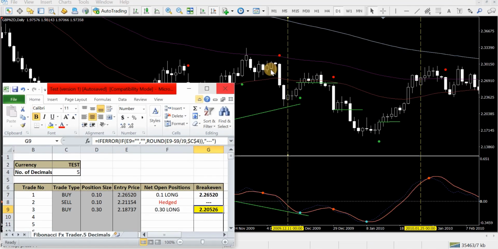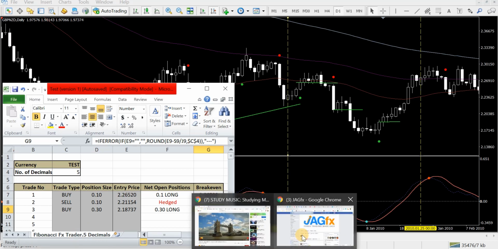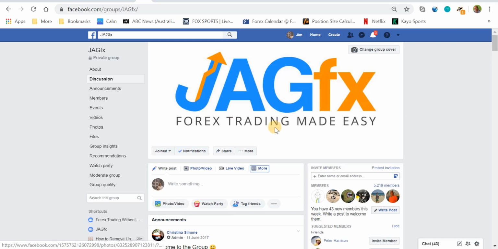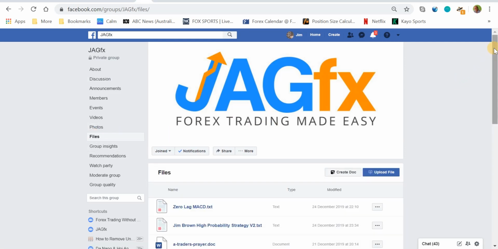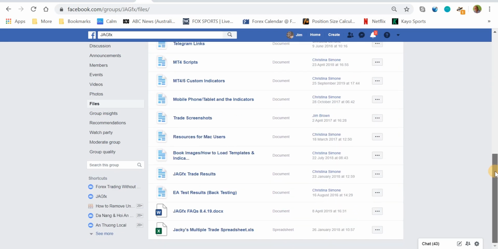So this spreadsheet here, what was I going to show you? Go to the Facebook group, hopefully. So if you go into the JAGfx Facebook group, go to the files folder. As I hear my drill mate starting up again. And down the bottom here, Jackie's multiple trade spreadsheet. That's what it's called, because Jackie's one of my readers that did it for me.